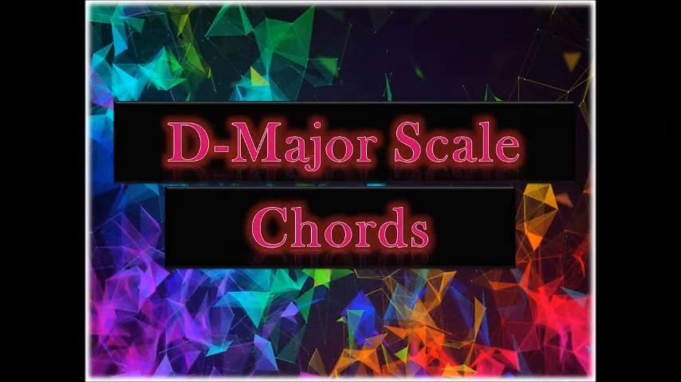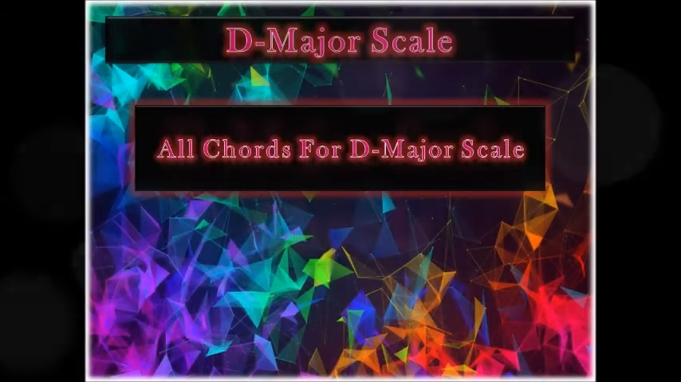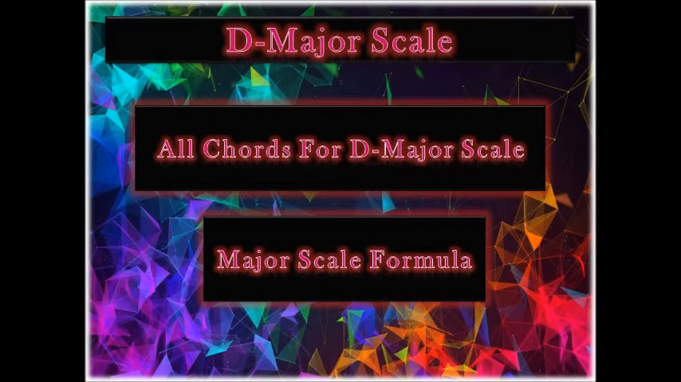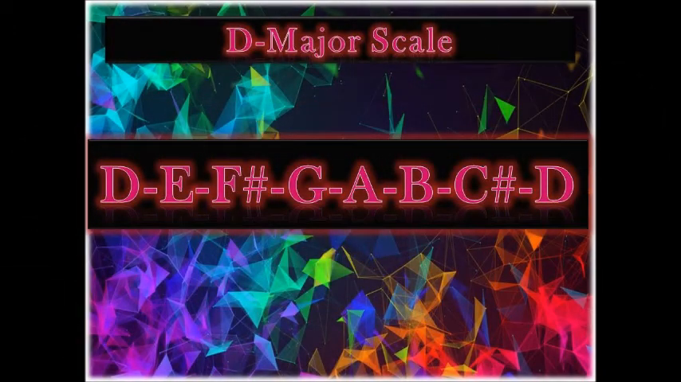In today's lesson, we will learn about the D major chord and how to play it on guitar, the different chords that comprise the D major scale, and derive the D major chord with the help of the major chord formula. But before that, let's first have a look at the D major scale. Our D major scale is D, E, F sharp, G, A, B, C sharp and D.